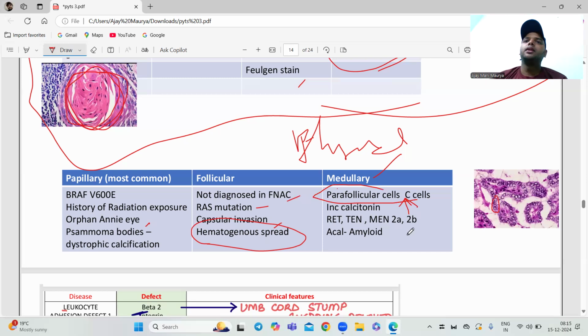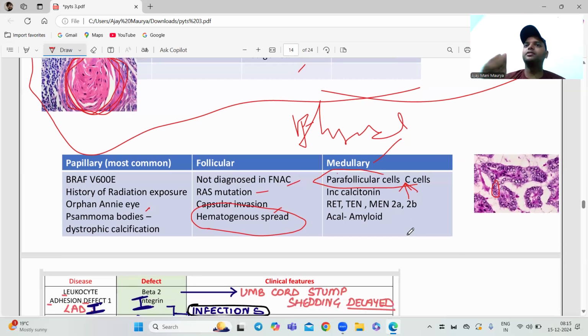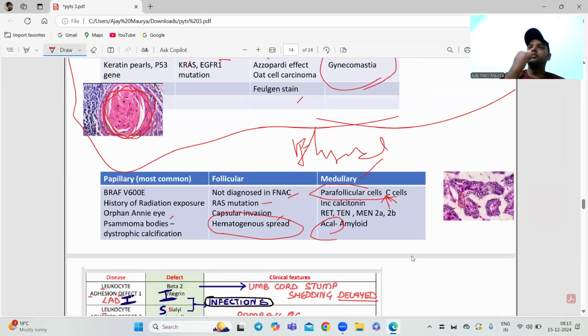Now, there is amyloid, we see the amyloid in the medullary, guys. I think everyone knows about surgery. What you have to do? You have to do the total thyroidectomy in the thyroid cancers.